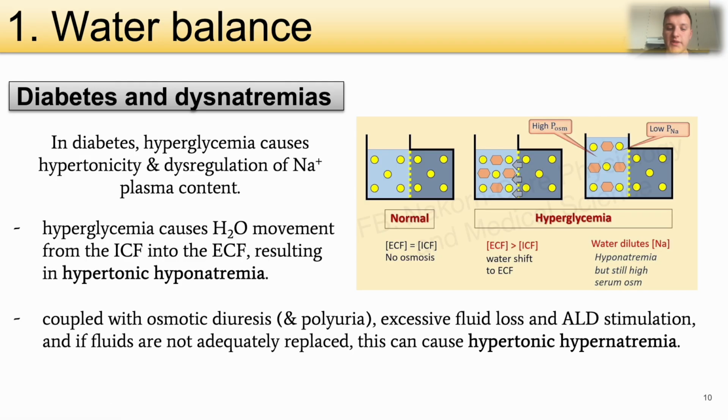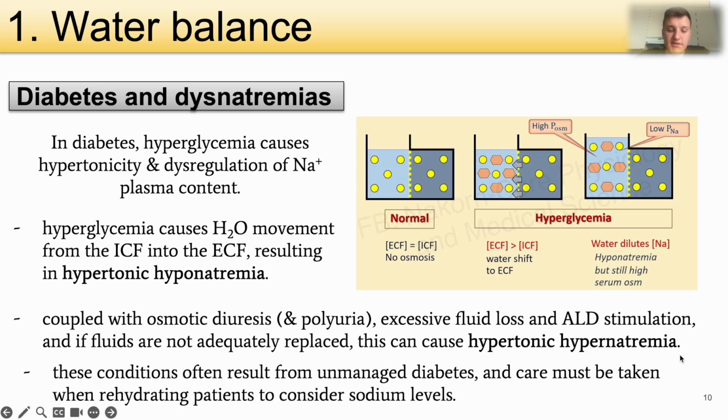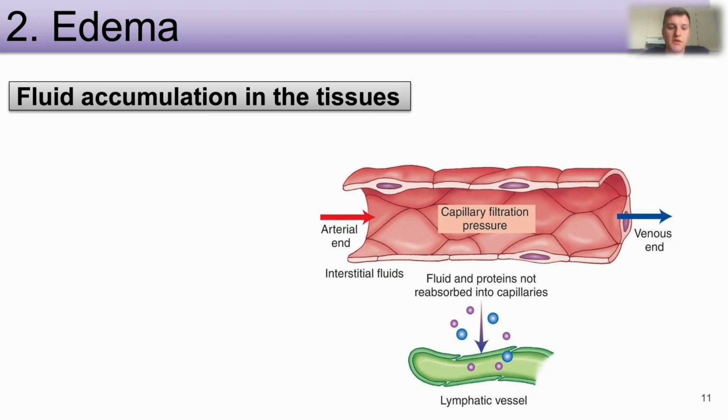This is coupled with osmotic diuresis and polyuria, right? Excessive fluid loss and aldosterone stimulation. And if fluids are not adequately replaced, this can cause hypertonic hypernatremia. These conditions often result from unmanaged diabetes, and care must be taken when rehydrating patients to consider that sodium level.